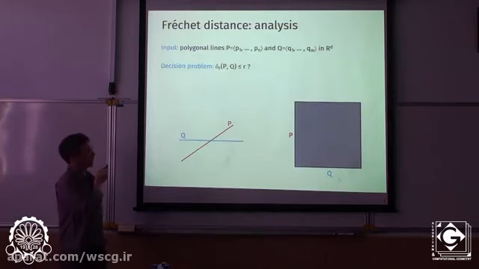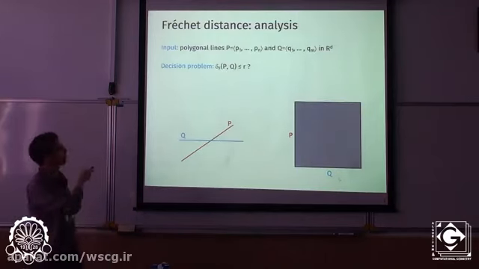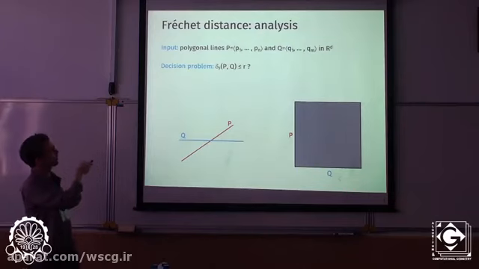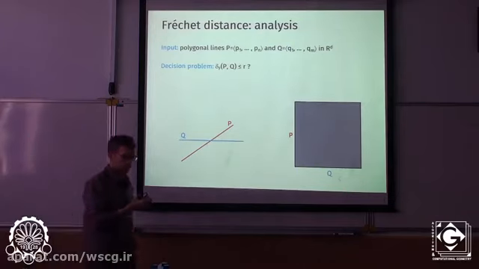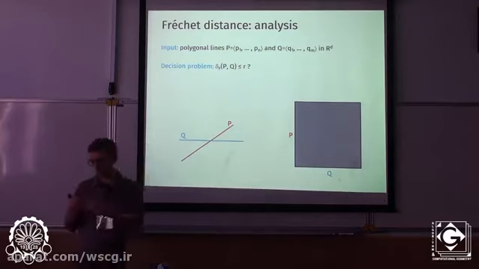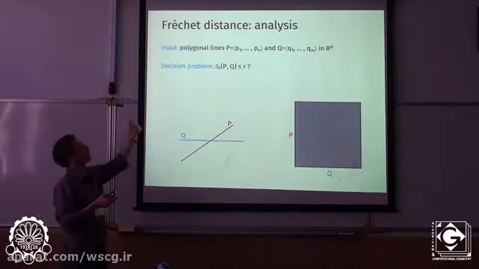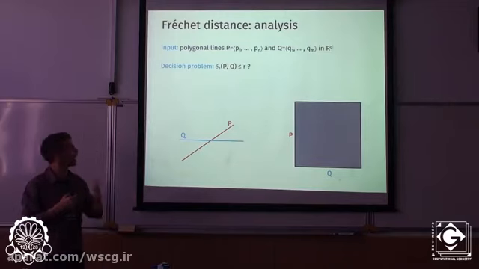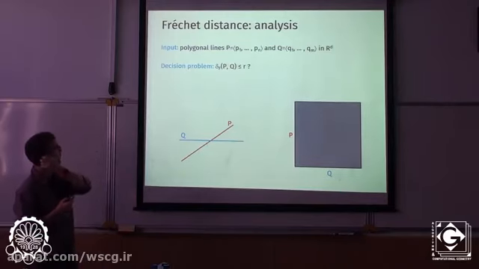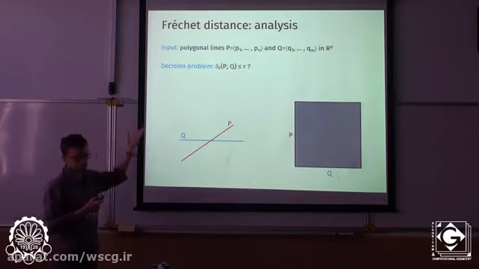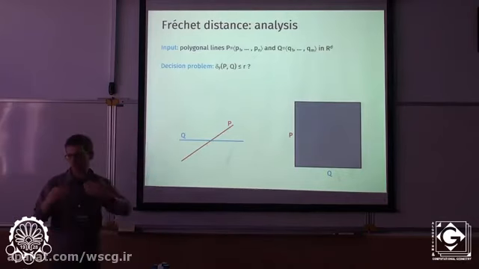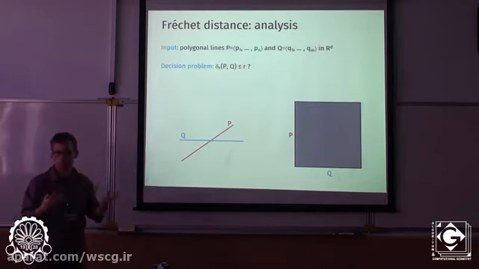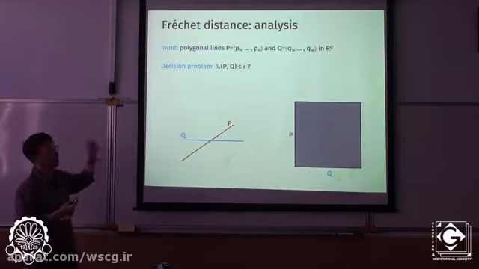The Fréchet distance is most commonly computed by first solving the decision problem. Instead of asking, given two curves, what is their Fréchet distance, we ask, given two curves, is their Fréchet distance smaller or equal to some value? The value here I call R. And if we have such a decision procedure, we can then use it with some kind of binary search to actually compute the Fréchet distance.